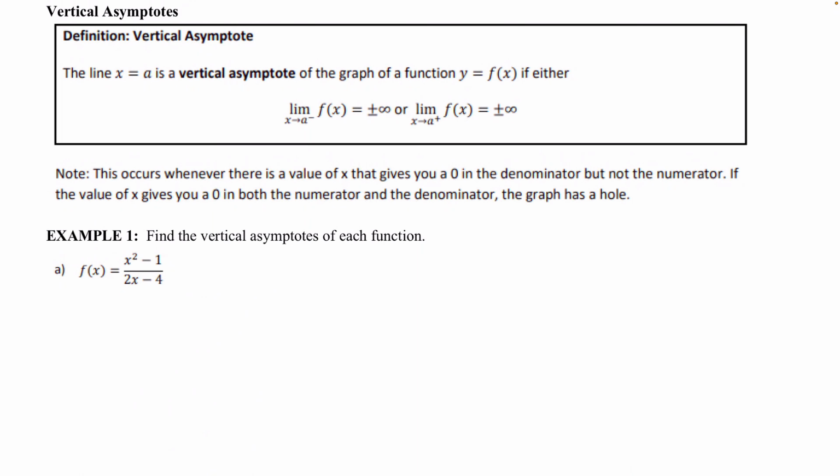But if it gives you the denominator equaling 0, that's a vertical asymptote. VA for vertical asymptote. So the first thing we're going to do is find the vertical asymptote. Will there always be a vertical asymptote? No. But first, it has to have a denominator, right?